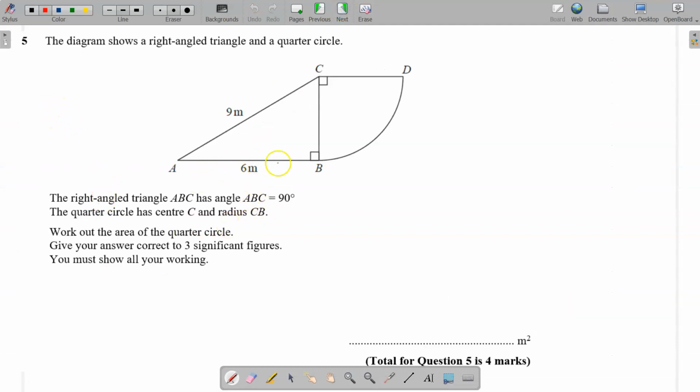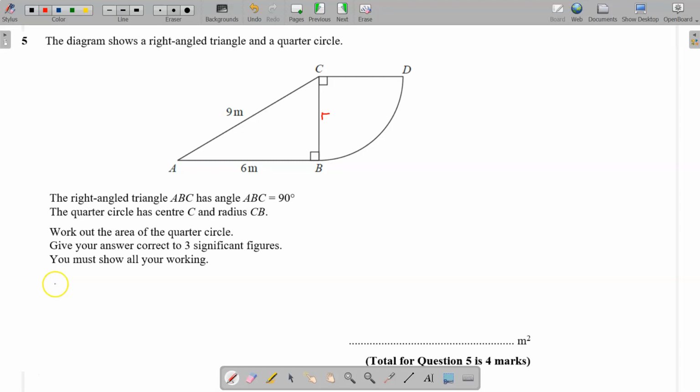Okay, we have a right-angled triangle stuck to a quarter circle, a sector, with an angle of 90 degrees. And we've got to find the area of the quarter circle, but in order to do that, we need its radius. And its radius, I just call this R, is the same as the short side of this right-angled triangle. So I need to use Pythagoras to find R.